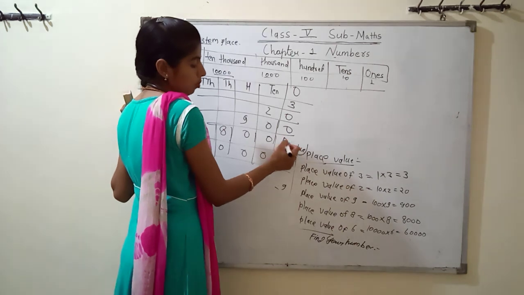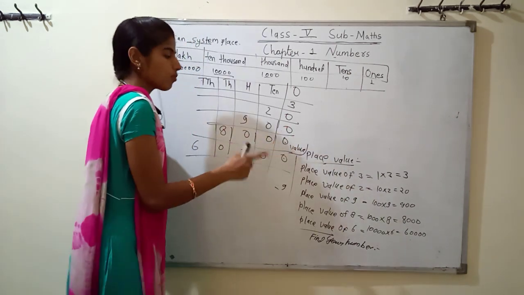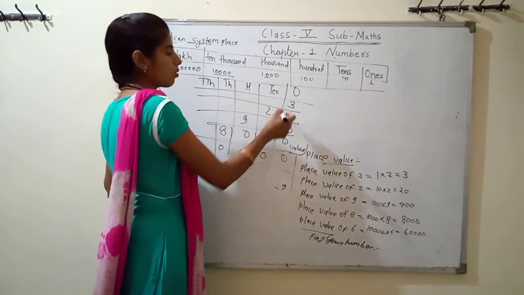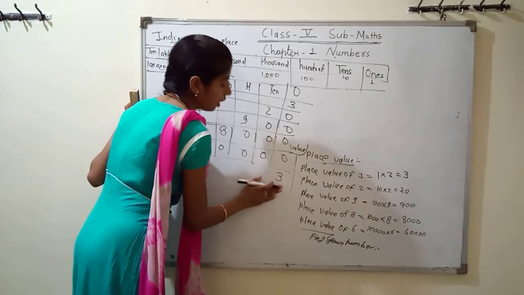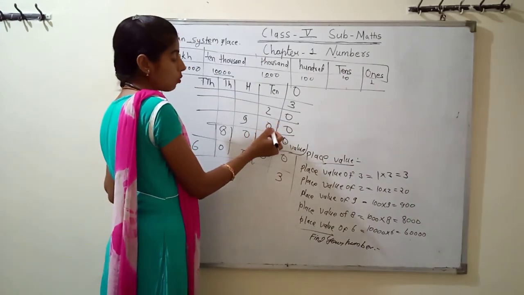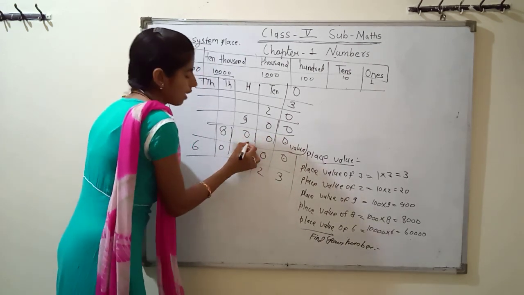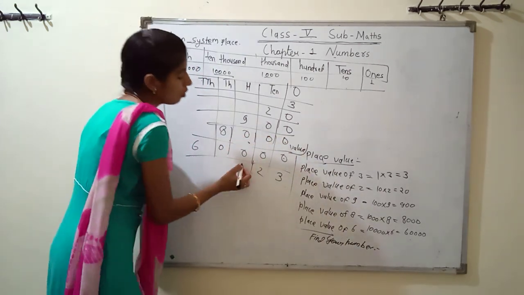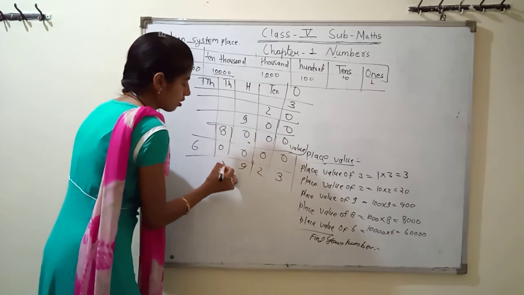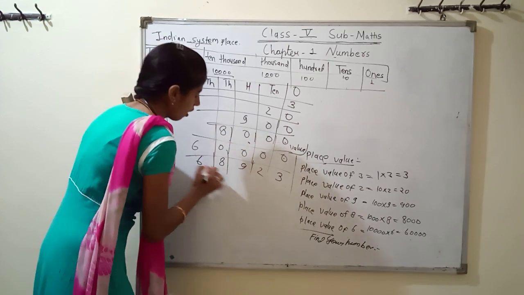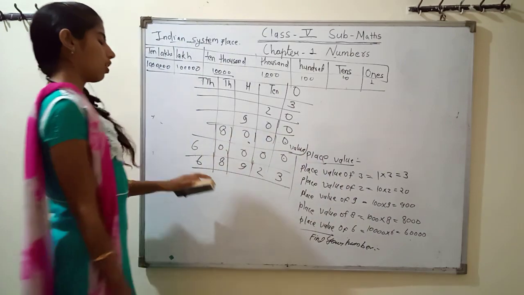All are 0, meaning 0 plus 0, 0, 0 plus 0, 0, 0 plus 0, 0, 0 plus 3, 3. Then next 2 plus 0, 2. Then next 9 plus 0, 9. Then next is 8 plus 0, 8 and 6. Now your number comes here.